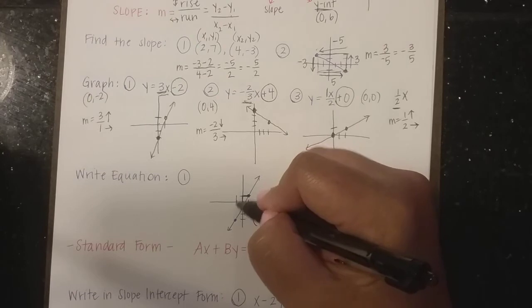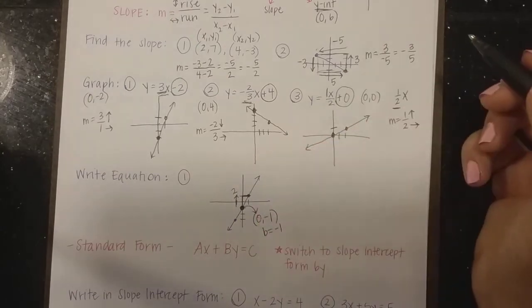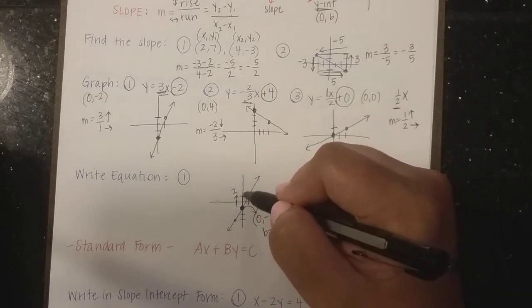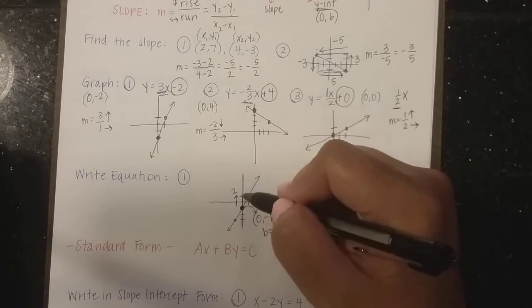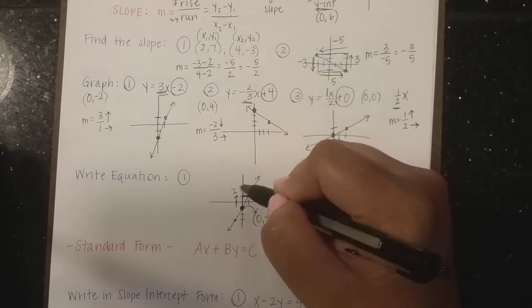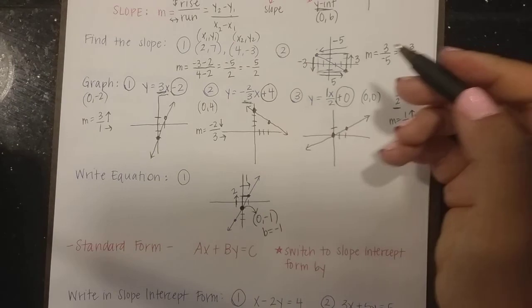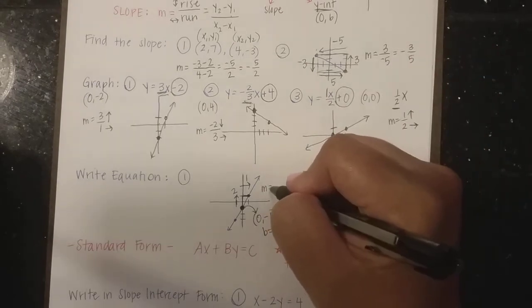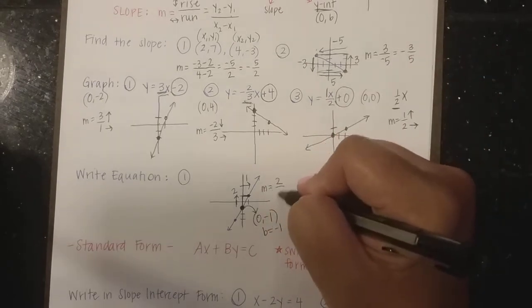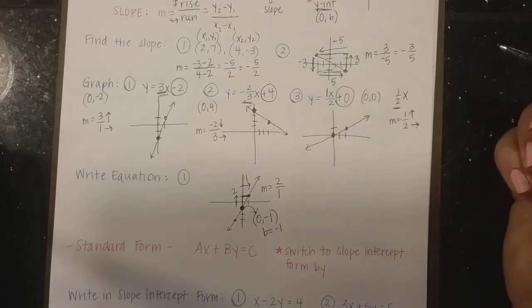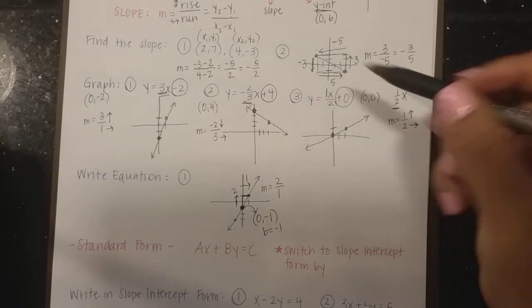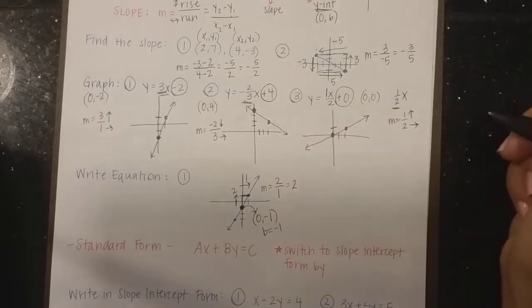So that means I'm going up 2. And then I'm going from the y-axis, 0, over to +1. So I'm going right 1. So that means that my slope is rise 2 over run 1. And both of them are positive because I went up and right. So my slope is actually 2.